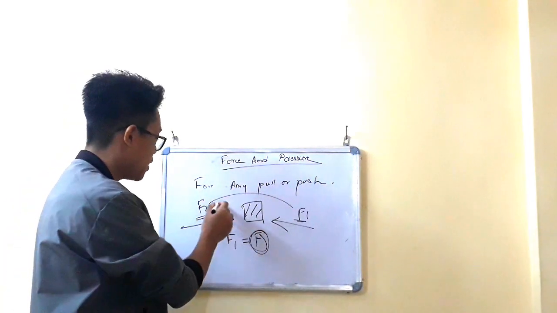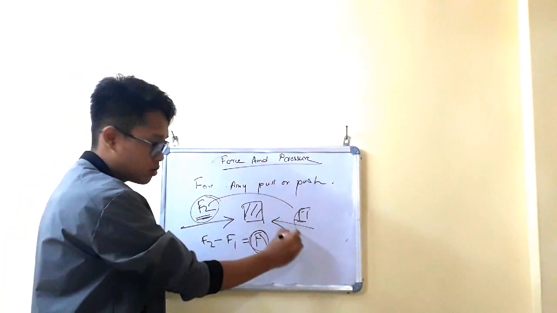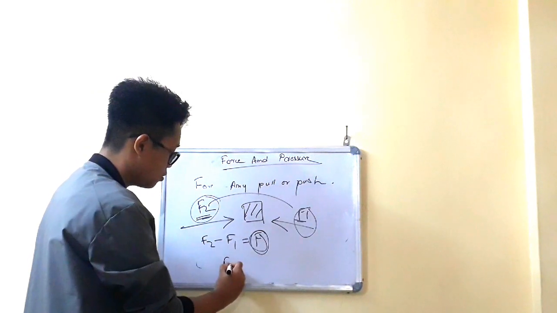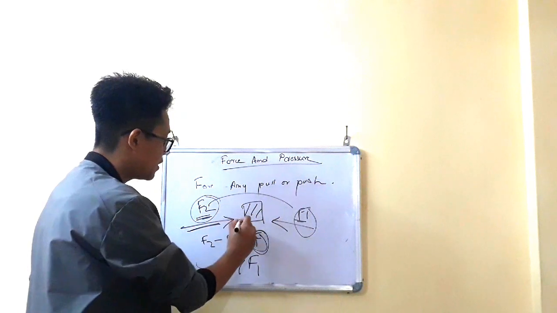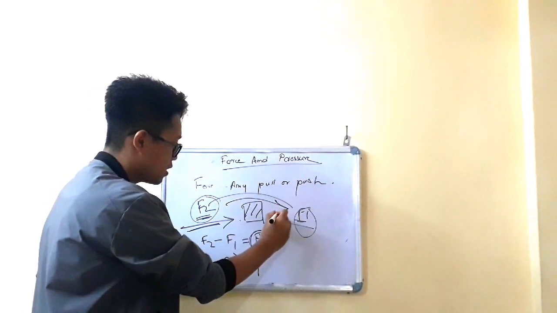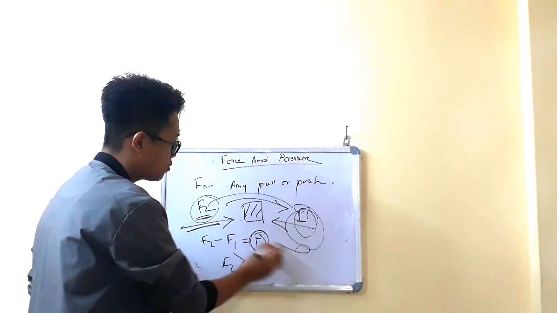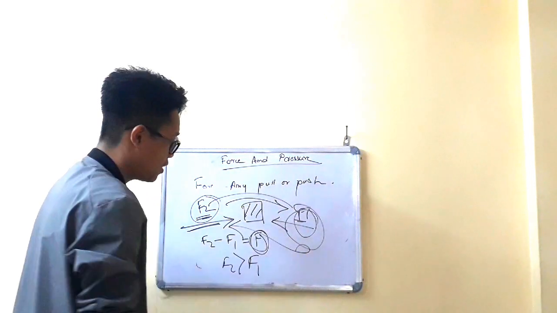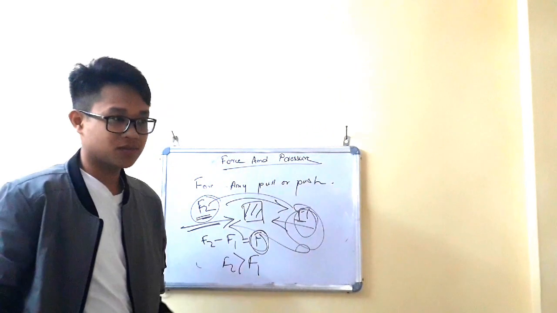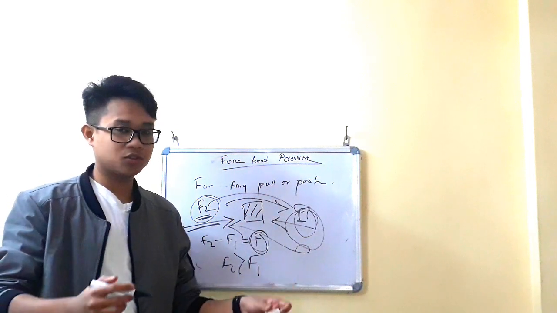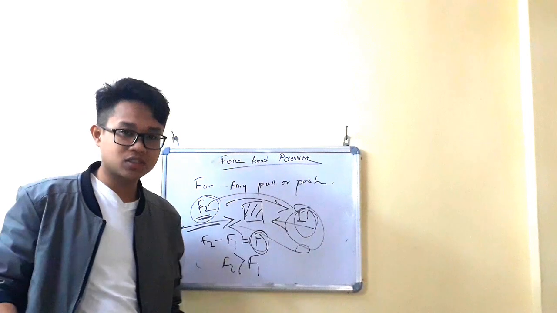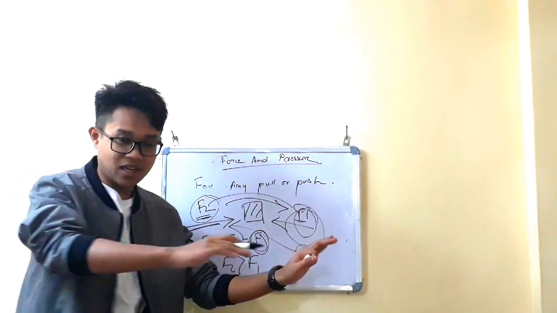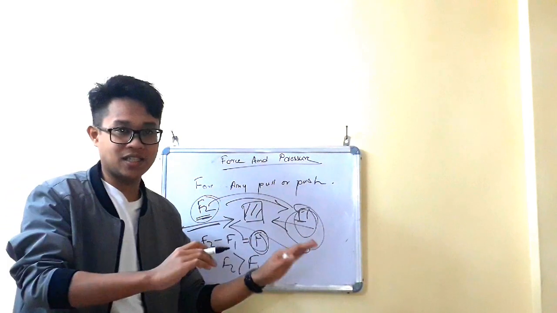If F2 is greater than F1, then this object will move this side. And if F1 is greater, then the object will move this side. It's common sense, right? So if the forces are applied from different directions, then the forces subtract. And if the forces are applied in the same direction, then the forces add up, right?